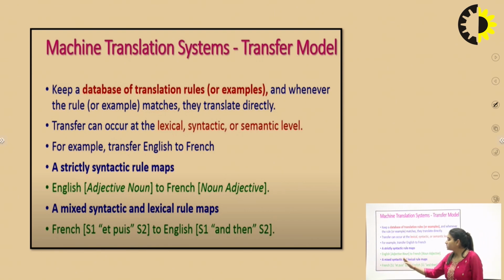Then a mixed syntactic and lexical rule maps. For example, French S1 ET S2 to English S1 and then S2. It means for ET we are using "and", and for PUIS we are using "then" in the English sentence. So these are just substitutions of the words.